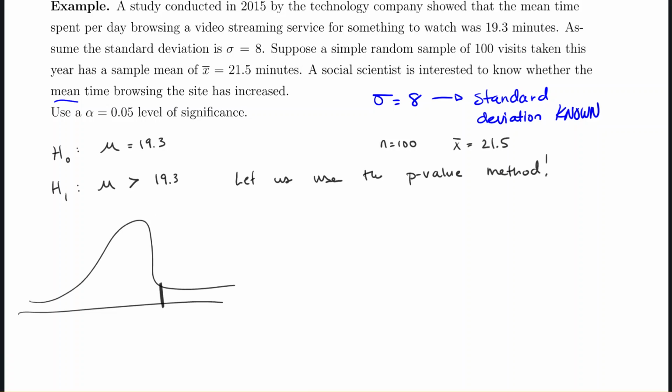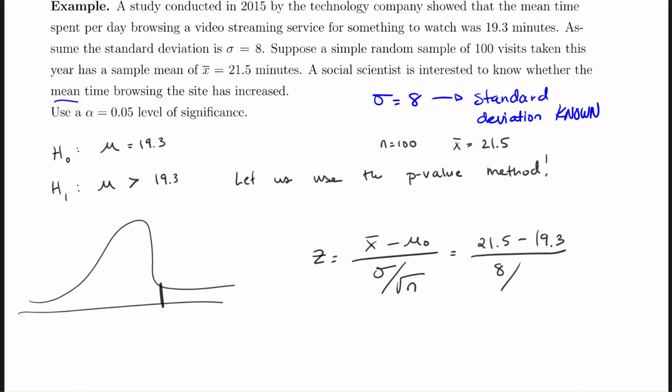And in the p-value method, we can directly find z: x bar minus mu naught divided by sigma divided by square root of n. Go to the right section of your notes, you'll find this formula. Plug in what we know. X bar is 21.5. Our mu naught is the measure that we're measuring against, 19.3, divided by population standard deviation of 8 divided by the square root of 100. This is 2.75. And that 2.75 is the z-score here.